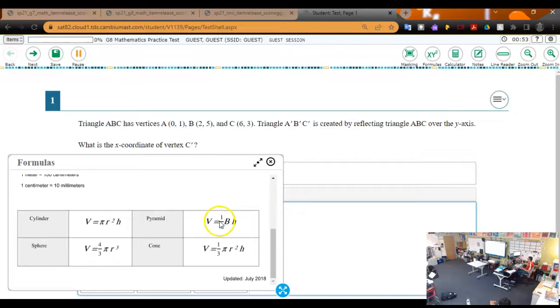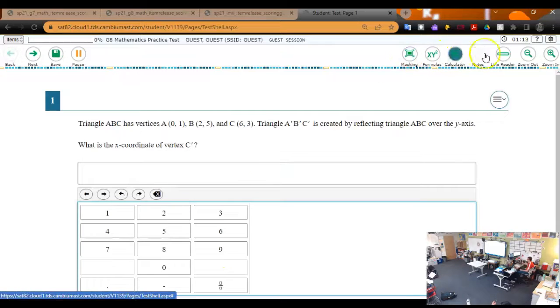Well, except pyramid, big B, that might not be a circle, whereas pi r squared is specific to being a circle. But pi r squared is big B, so these really could be the same thing. They just give you the extra help of saying pi r squared. Does that make sense?